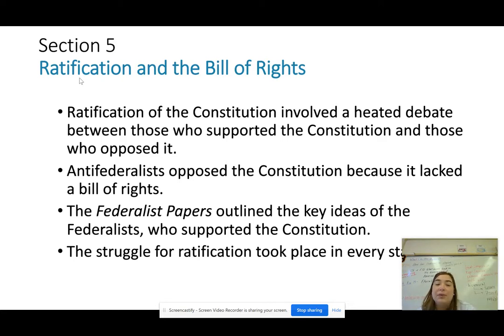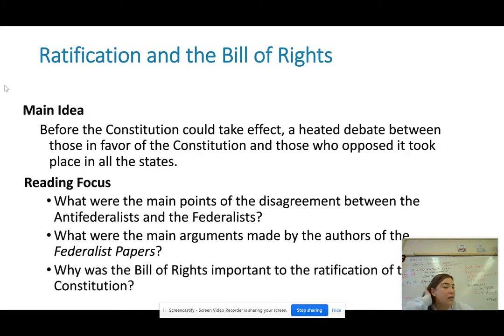The Federalist Papers were written by Federalists like James Madison and Alexander Hamilton, and they outlined the key ideas of the Federalists who supported the Constitution. These Federalist Papers served to show the people where they were coming from and why they should join their movement. And the struggle for ratification took place in every state. So let's take a look. Before the Constitution could take effect, a heated debate between those in favor of the Constitution and those who opposed it took place in all of the states.